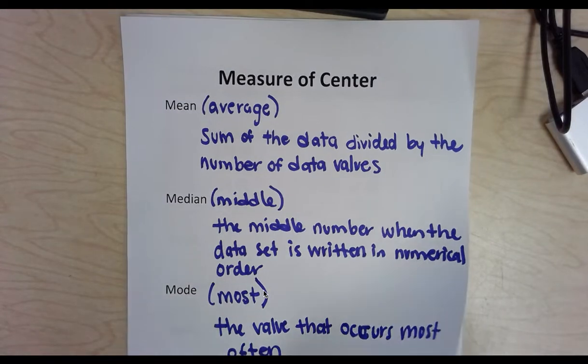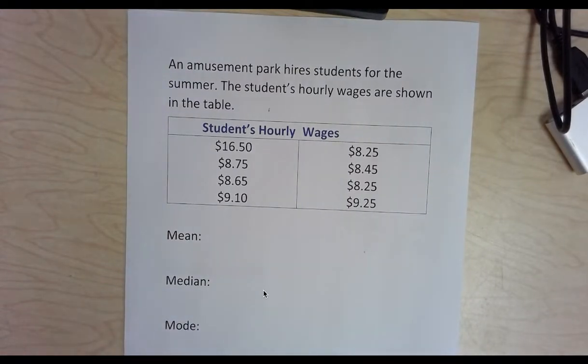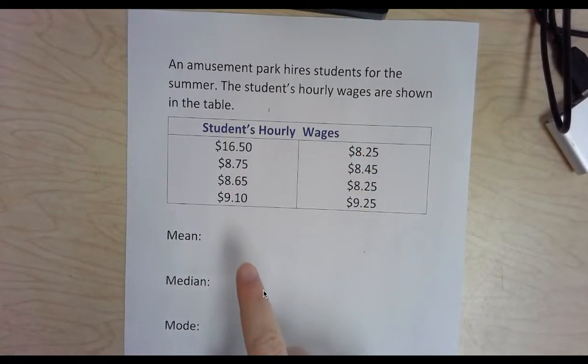Alright, so let's look at an example here. An amusement park hires students for the summer. The students' hourly wages are shown in the table. So it looks like we have 8 different numbers in our data set, and we're needing to find the mean, the median, and the mode.